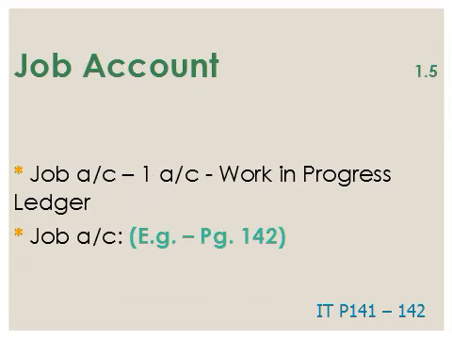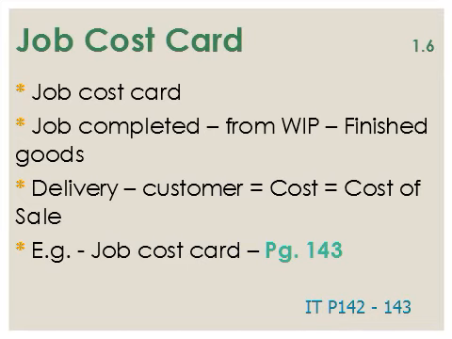The job account is one of the accounts in the work in progress ledger. To see an example of a job account, see the example on page 142 of your interactive text study guide. When a job is completed, the job cost card is moved from the work in progress category to the finished goods, and when delivery is made to the customer, the costs become a cost of sale. For an example of a job cost card, see the example on page 143 of your interactive text study guide.